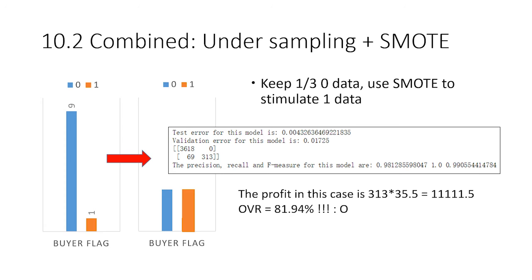And then the prediction result is pretty amazing. We see that the model is starting to predict ones, and the overall profit in this case is very high. Let's look at the OVR, which, as we recall, is defined as the profit divided by the maximum possible profit. The OVR of 81.94% means that we almost get all the possible profits technically available. So this is a very good result.